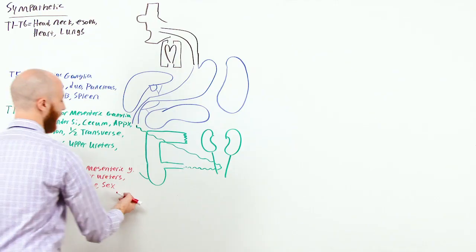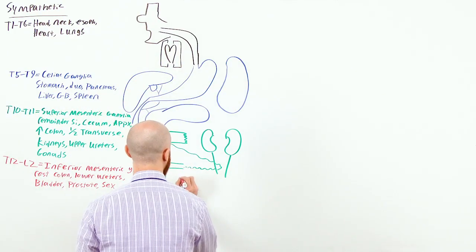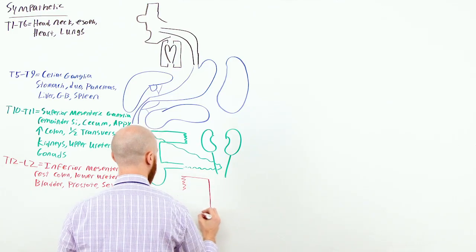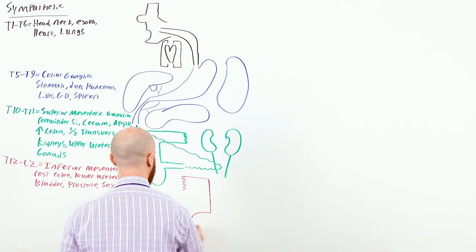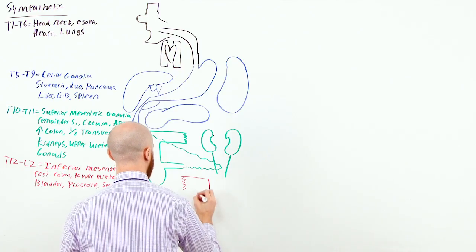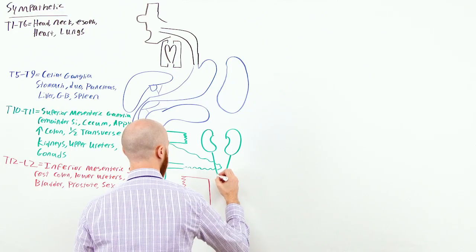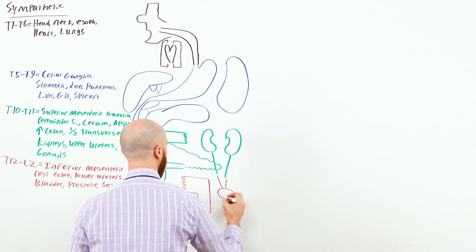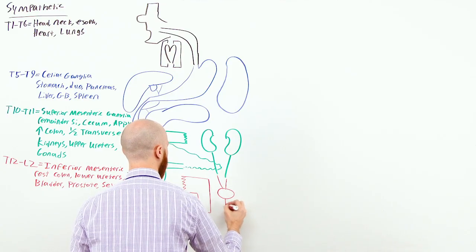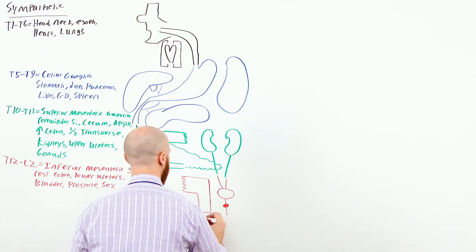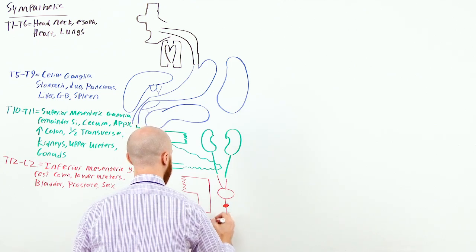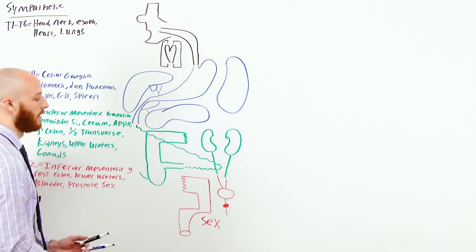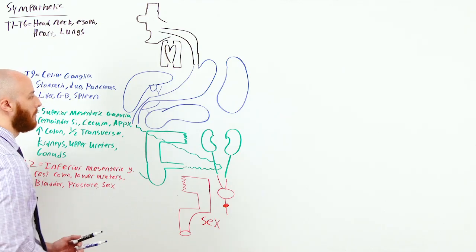So drawing that out, we're going to have the rest of the colon, the lower part of the ureters, the bladder, the prostate, and all of your sex organs except for the gonads. So you're looking at the picture.